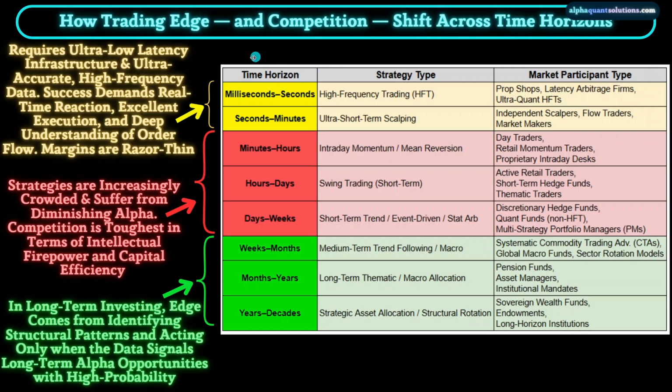Well, if we want to compete in the time horizon spanning milliseconds to minutes, then this will require ultra-low latency infrastructure and ultra-accurate, high-frequency data. Also, success demands real-time reaction, excellent execution, and deep understanding of order flow. Finally, in this time zone, the margins are razor thin.